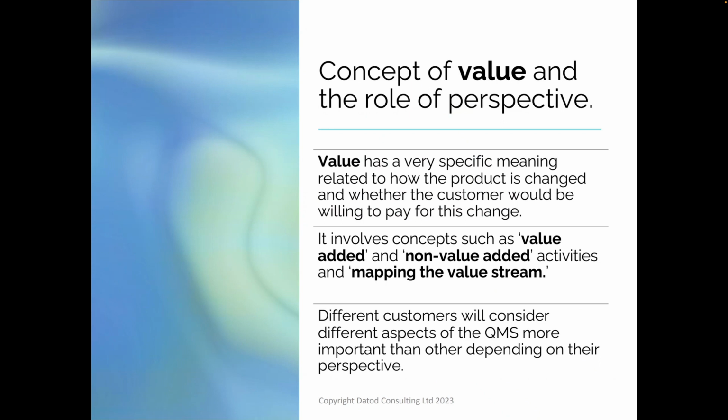In terms of manufacturing methodologies, value, especially in lean, has a very specific meaning related to how the product is changed during its manufacturing process, and whether the customer will be willing to pay for that change. It involves concepts that you may have heard of, such as value-added activities and non-value-added activities, and mapping the value stream. Now, different customers will consider different aspects of the QMS more important than others, depending on their perspective. And as we talked of previously, the three customer groups very often have very different perspectives of your QMS.